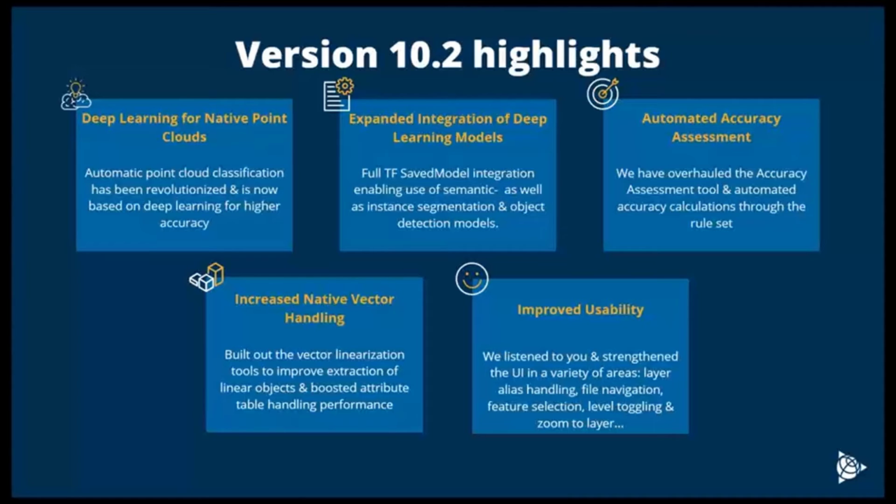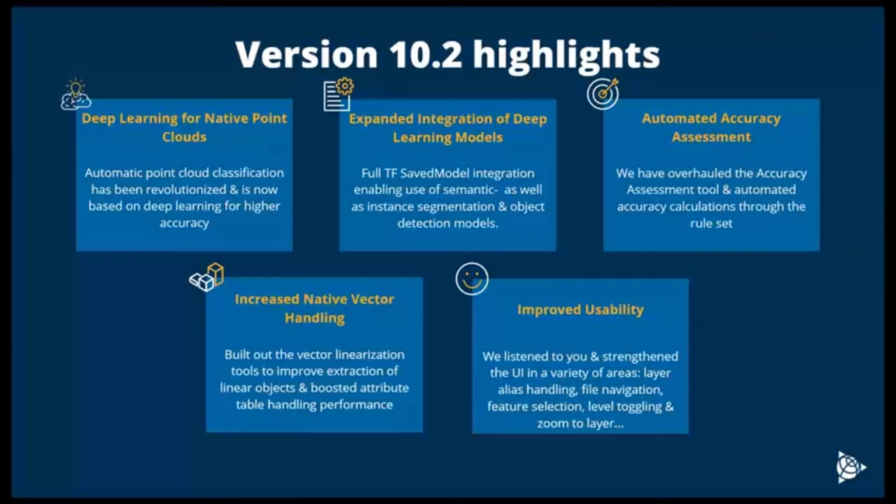We also streamlined the automated accuracy assessment for a lot of our users. This has been a bit of a pain point in eCognition, as it's not always the most intuitive thing, but we have overhauled it and it's automated and it should be calculated directly through a rule set. So no need to break out those Excel sheets again. On top of these major features, we also have increased native vector handling. We built out vector linearization tools to improve the detection of linear objects. And we also boosted the performance of the handling of large attribute tables, so like the large vector files.